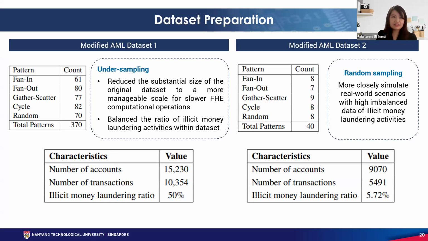So I created two modified datasets. For the first dataset, undersampling was used to create a balanced dataset. And for the second dataset, random sampling was used to create an imbalanced dataset that more closely simulates real-world scenarios.